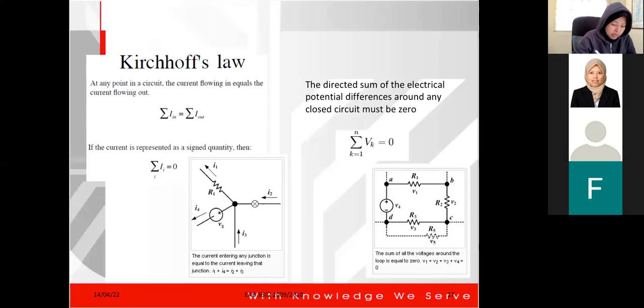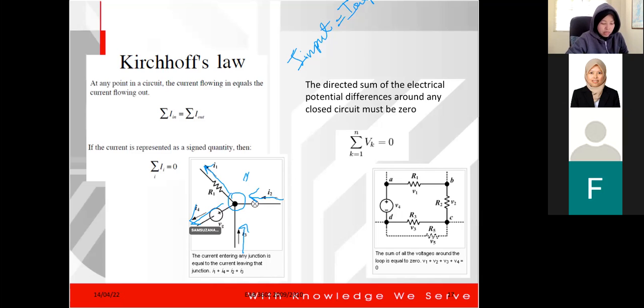So Kirchhoff law ni is basically current yang masuk, I input, is equal to I output. That is Kirchhoff law. So maksudnya contoh, if you have this point, the current that goes inside is equal to current yang go keluar daripada that particular point. Okay, that is Kirchhoff law. Itu adalah Kirchhoff law according to current.